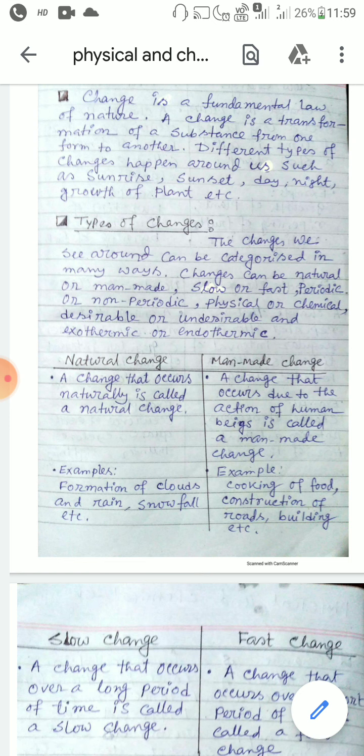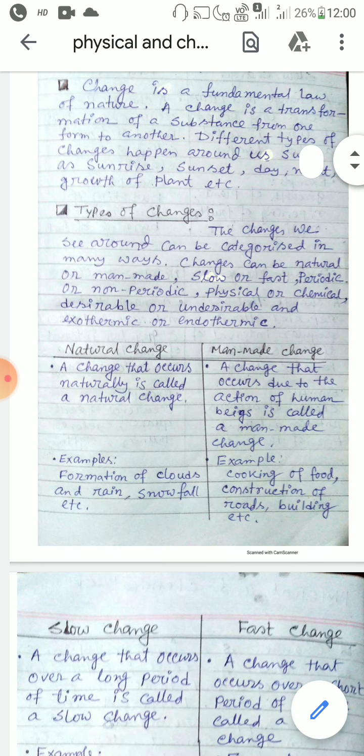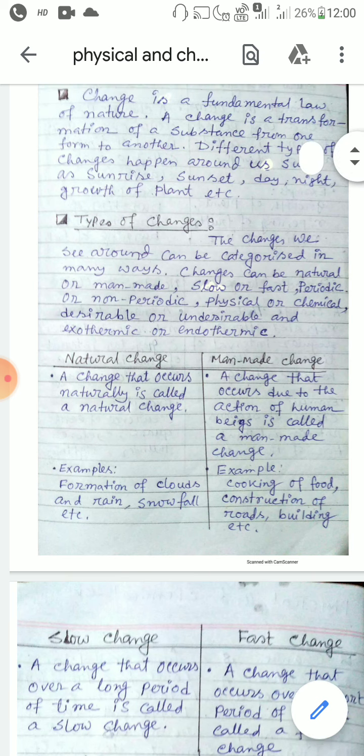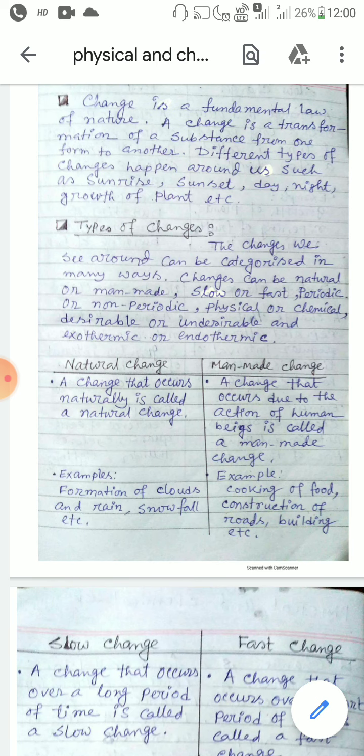So let's start. First, again I want to repeat what a change is. Change is a fundamental law of nature. A change is a transformation of a substance from one form to another. Different types of changes happen around us, such as sunrise, sunset, day, night, growth of plant, growth of body, construction of building, construction of road, melting of ice. All these are changes.